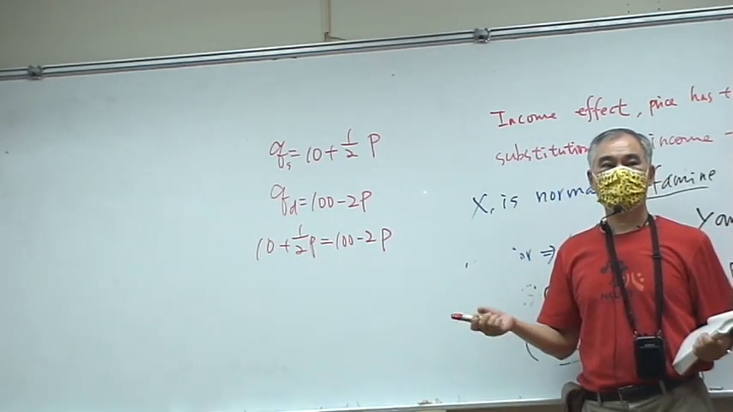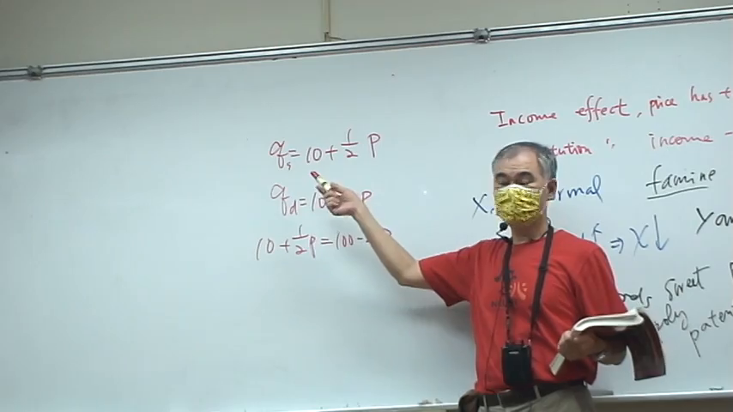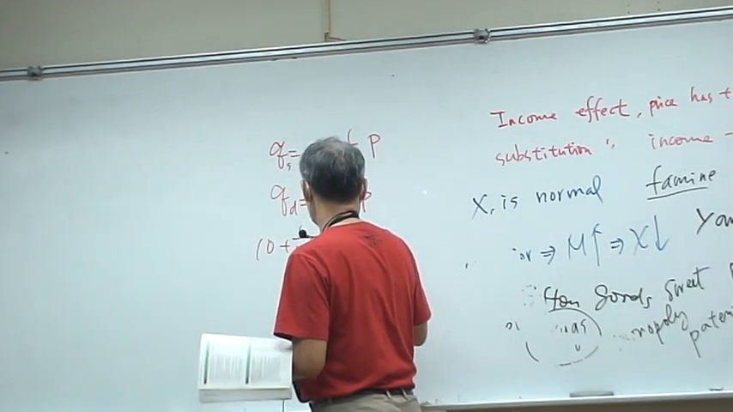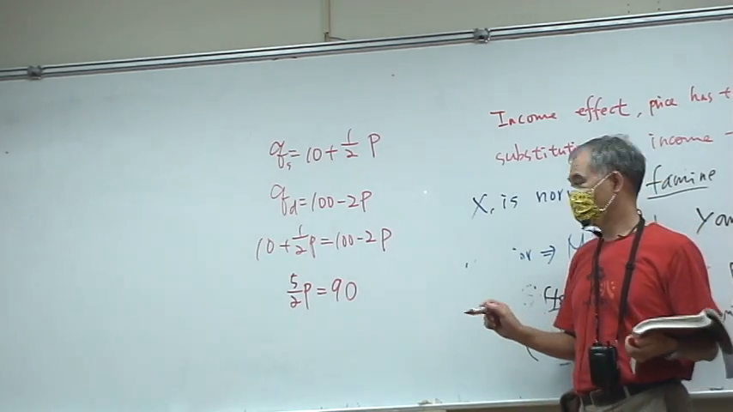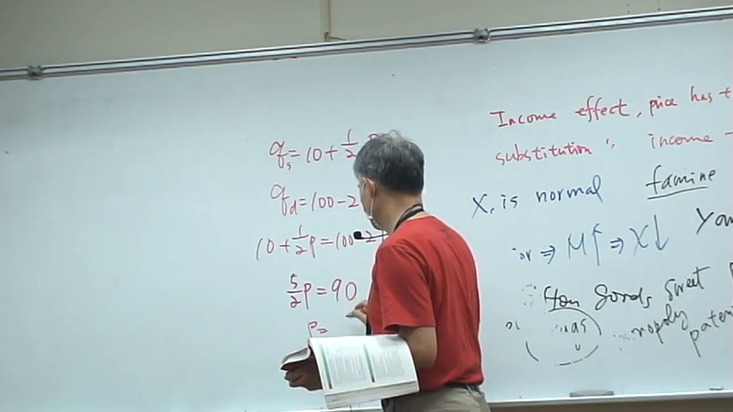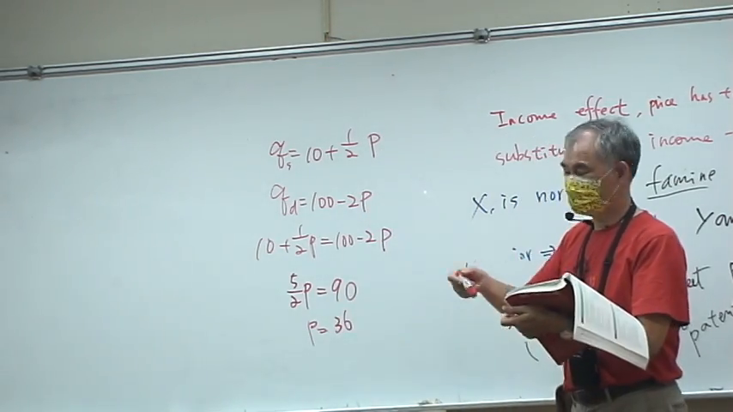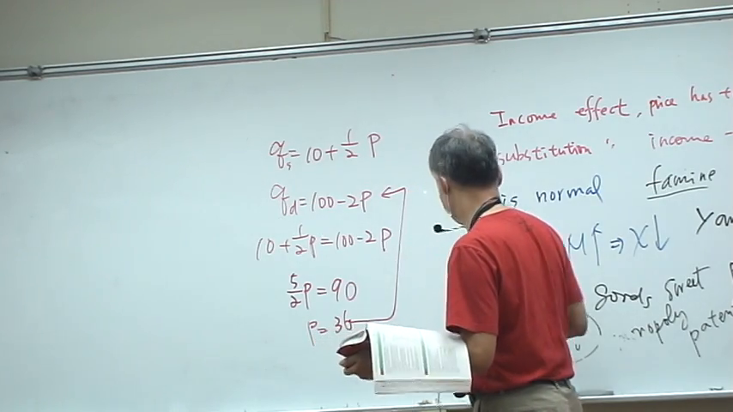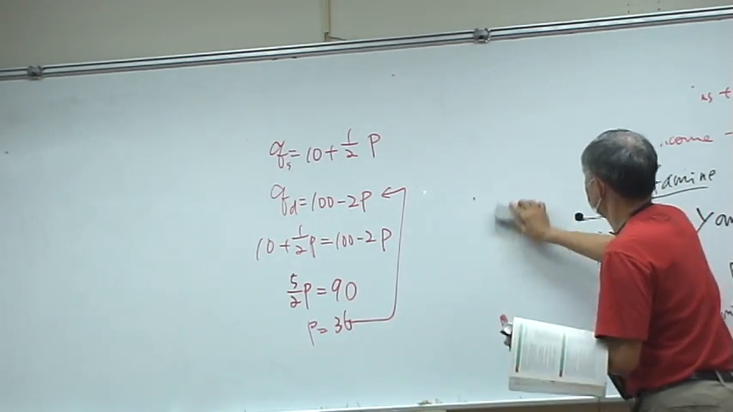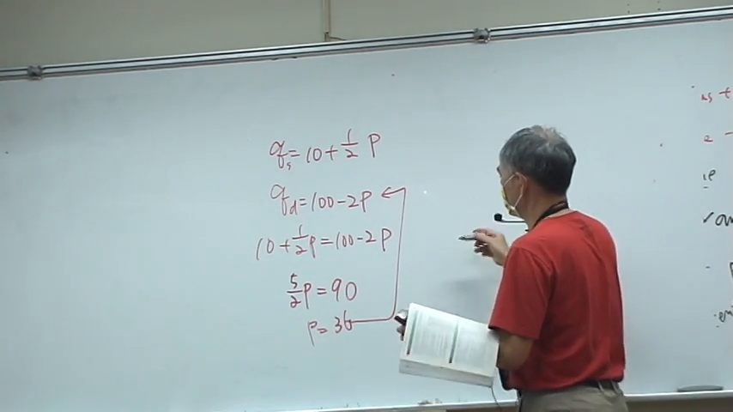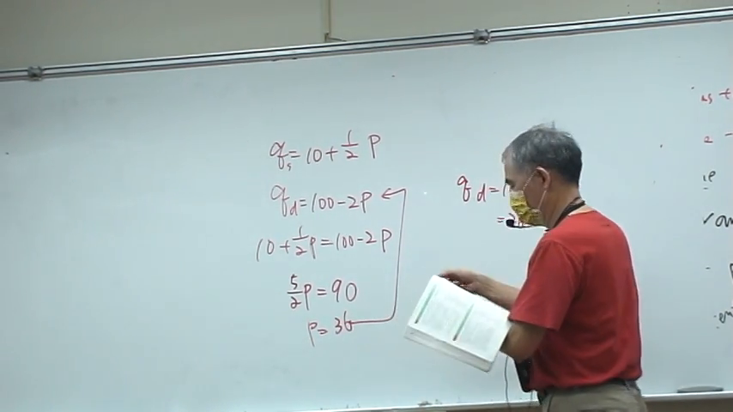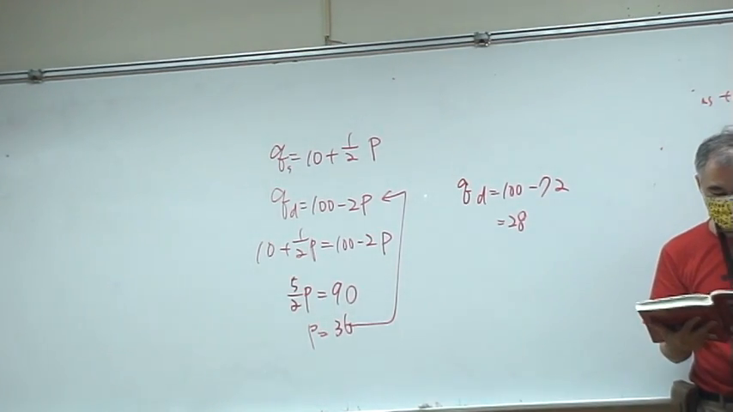So you have 10 plus 1/2 P is equal to 100 minus 2P. Okay, any questions? So supply equals demand, right? And then you have 5 over 2 P is equal to 90. Okay? Am I right? And then P is equal to 36, right? And then you get back to here, we get quantity. So QD is equal to 100 minus 72, so it's equal to 28. Okay, question A done.